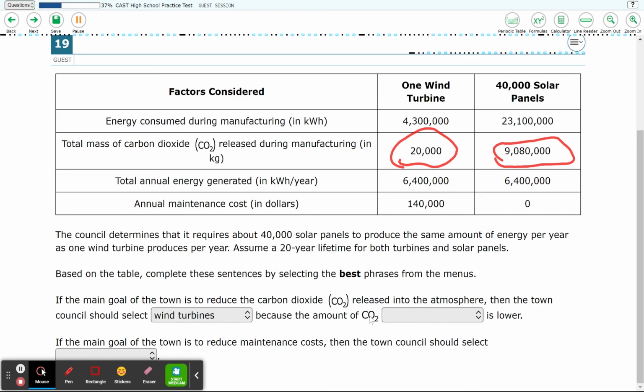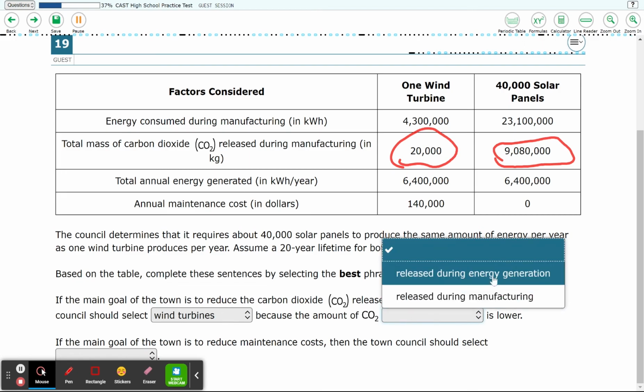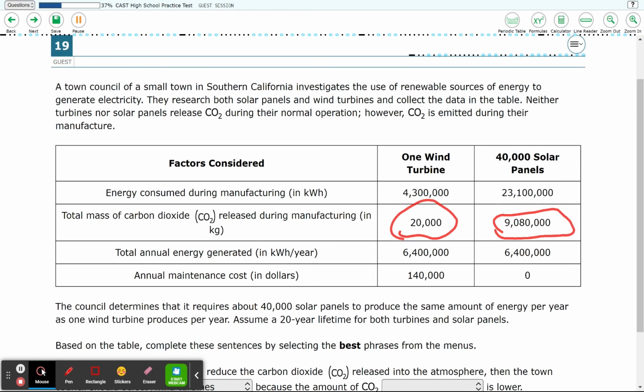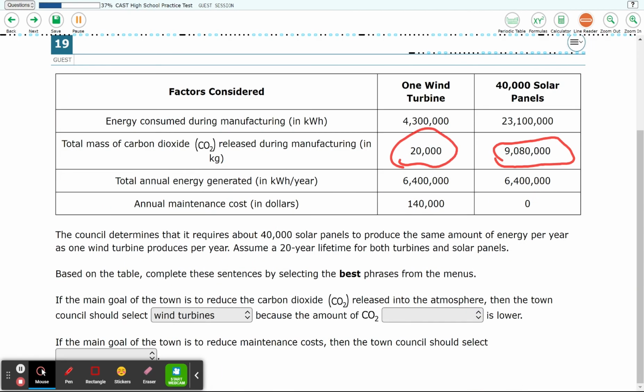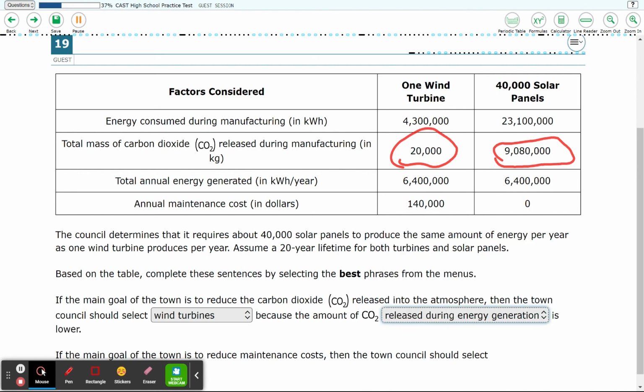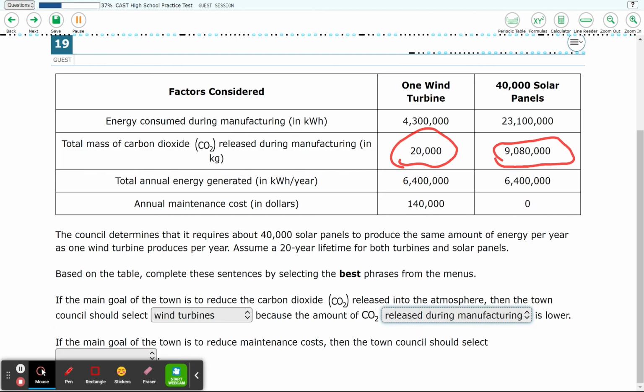Then it says because the amount of carbon dioxide released during energy generation or released during manufacture. We see that in 2 places here. First, up here in this sentence, it says neither turbines nor solar panels release CO2 during their normal operation. Okay, so we know that's not during energy generation, that's the normal operation. So it must be during manufacturing. And we see right here that these numbers we were looking at are the amount released during manufacturing. So we choose that.